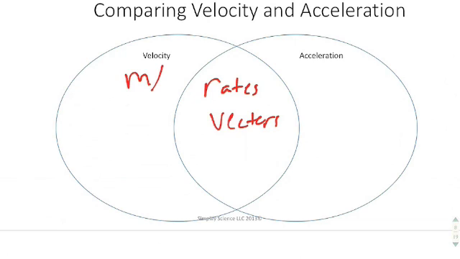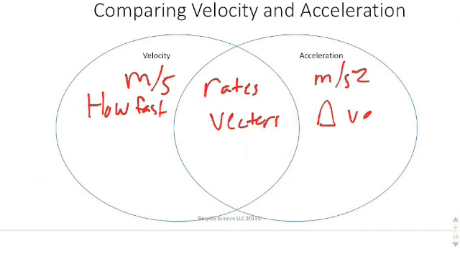Velocity is measured in meters per second and is how fast. Acceleration is meters per second squared and is a measure of changing velocity. So really they're completely different things. Yes, they can both be positive and negative and zero, but really they're entirely different things.